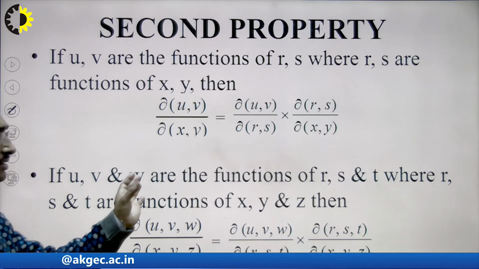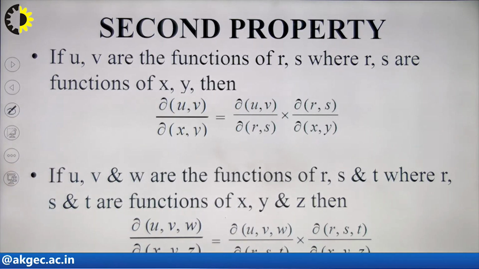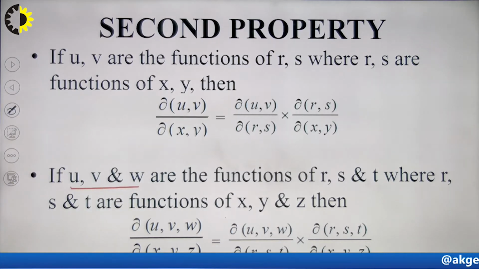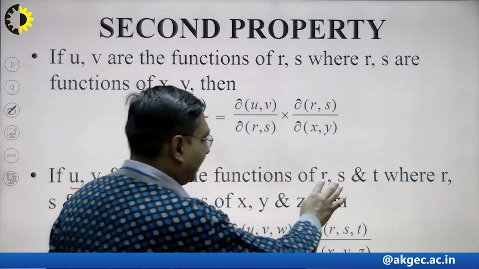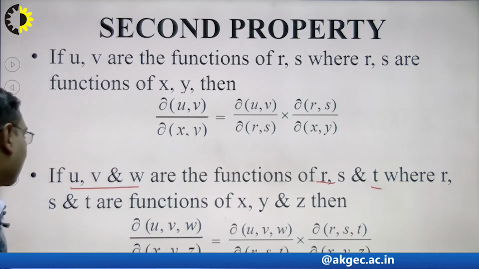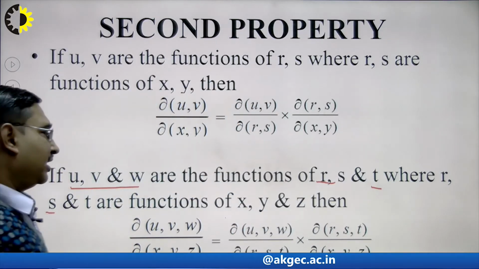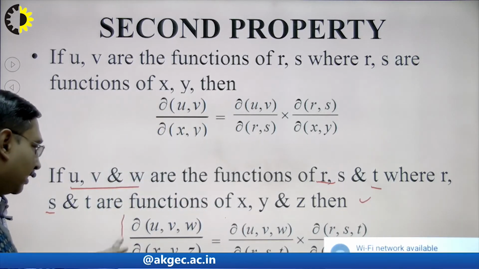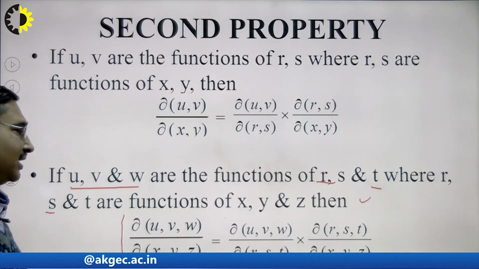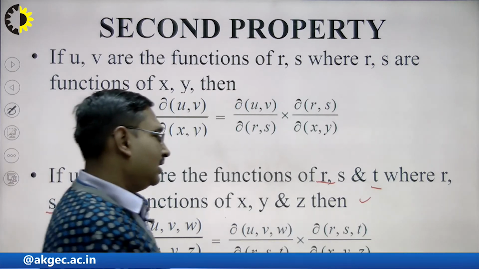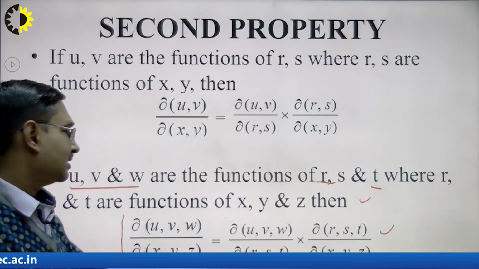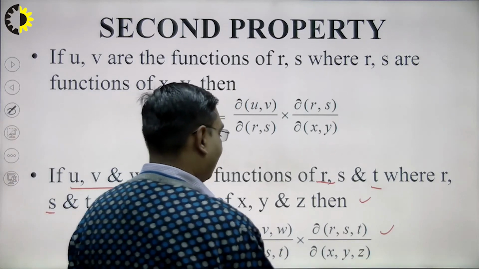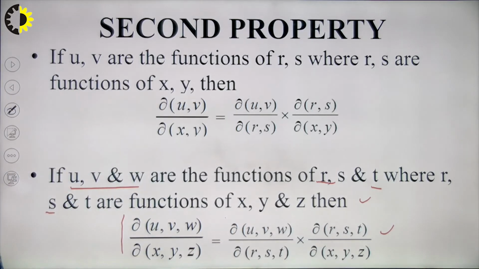The property for 3 variables, let me first explain, then we will go to example. If u, v and w are functions of r, s and t, where r, s and t are functions of x, y and z, then del u v w over del x y z can be calculated by using a similar formula. The formula is del u v w over del r s t multiplied by del r s t over del x y z.